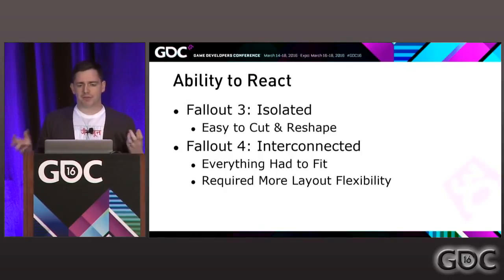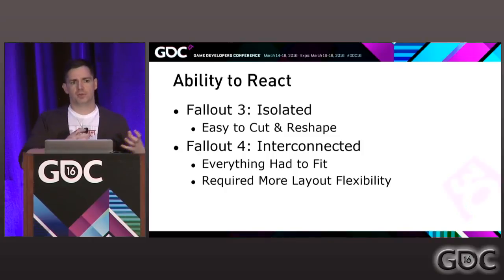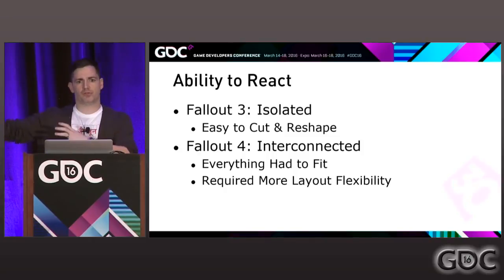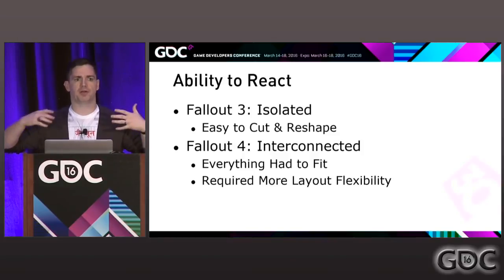But in Fallout 4, everything is connected. Everything's part of the open world. We cannot make a change to one neighborhood without affecting the neighborhood next to it and potentially the one next to that, creating a ripple effect that undermined work throughout the city.